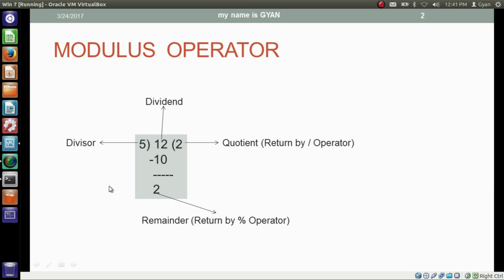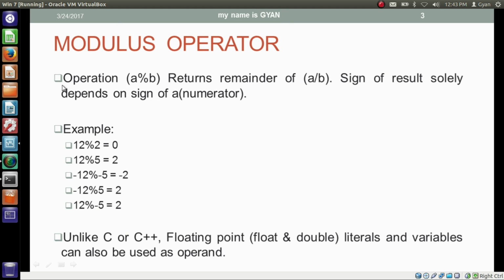This is a division operation shown here. Here 5 is the divisor, 12 is the dividend, 2 is the quotient. The quotient is returned by the division operator denoted by forward slash. Sometimes we need an operator which returns the remainder, and the remainder is returned by the modulus operator denoted by the percentage sign. The operation a modulus b returns the remainder of a divided by b.